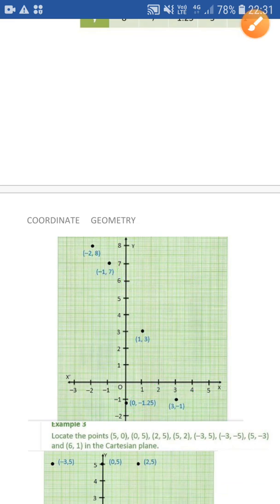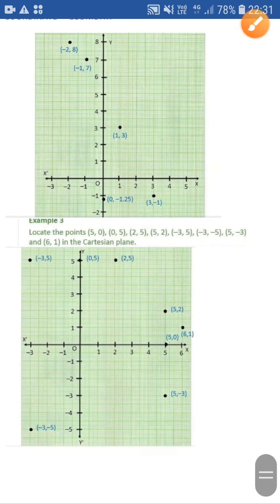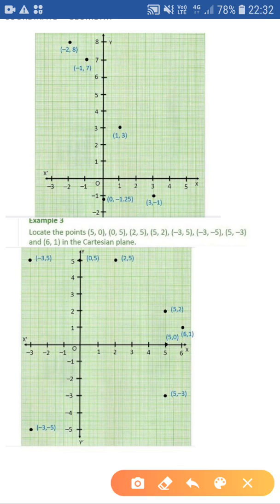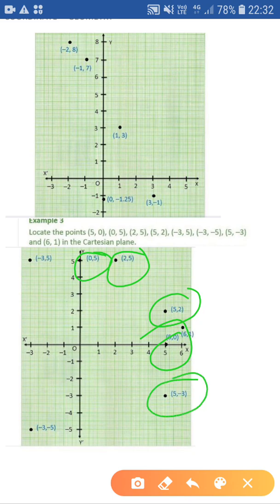Another example is, locate these points (5, 0), (0, 5), (2, 5), (5, 2), (-3, 5), and (-3, -5), (5, -3) and (6, 1) in the Cartesian plane. As you can see here, these are some of the points. This point lies here, (2, 5). It is entirely different from (5, 2), and this point (0, 5) lies on the y-axis, (5, 0) lies on the x-axis. This (5, -3) lies in the fourth quadrant, (-3, -5) lies in the third quadrant.